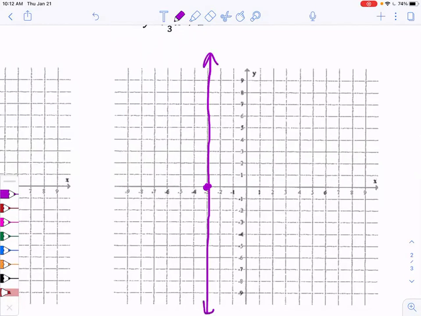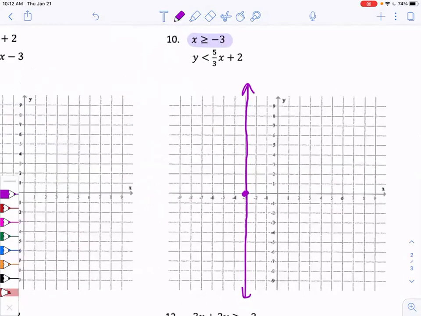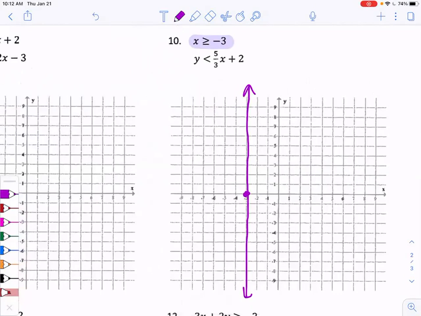And now this one's a special case because we cannot shade above or below a vertical line, but we can shade to the left or to the right. Michael, if it's greater, we're going to shade to the left or right? Yeah. So you just want to do a very light shade.